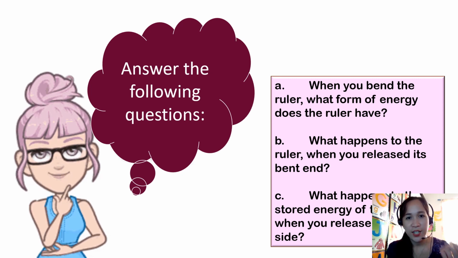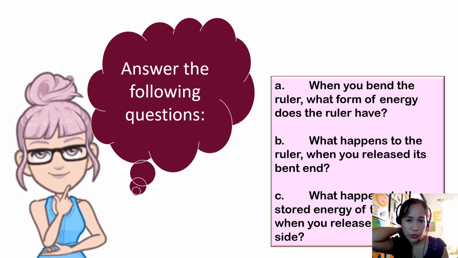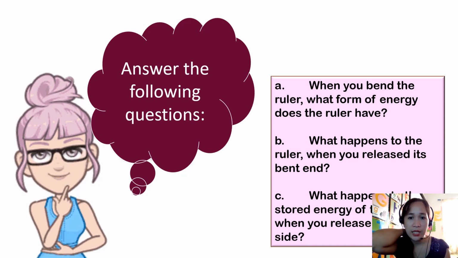Okay, correct. So after the ruler is bent, the potential energy is formed. Again, potential energy is formed after the ruler is bent. Second, what happens to the ruler when you release its bent end? What do you think?